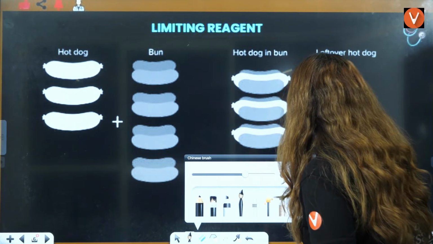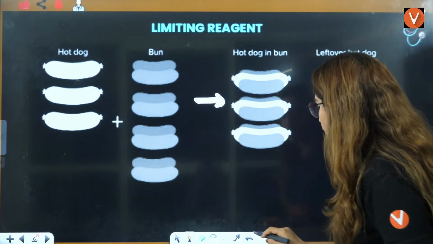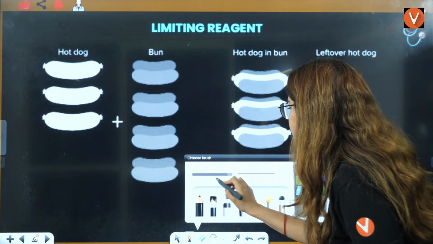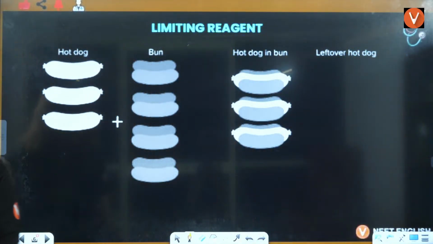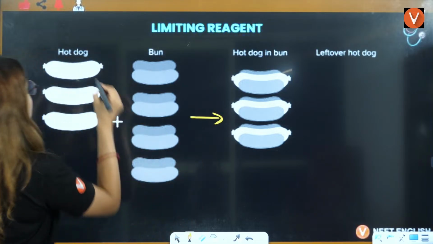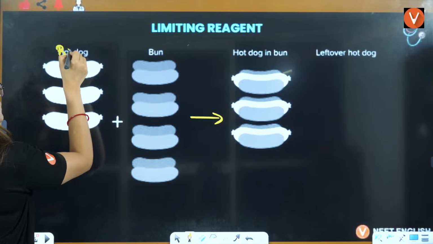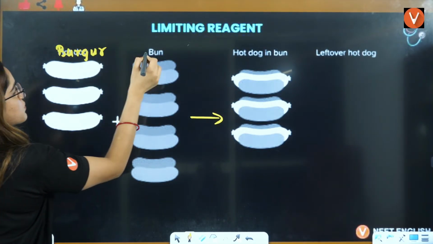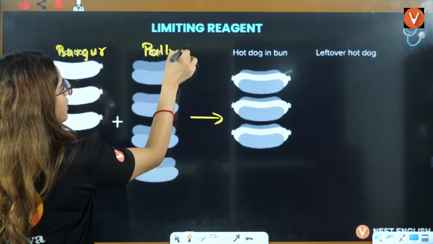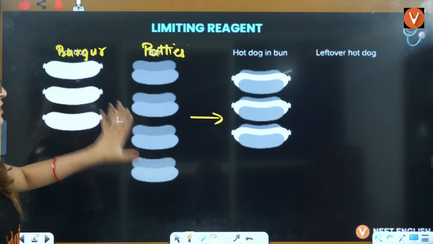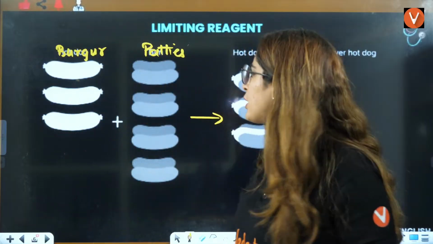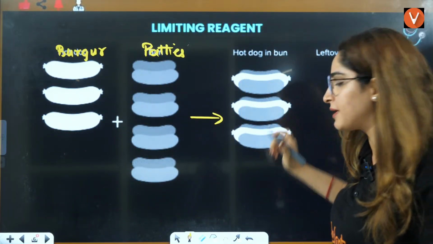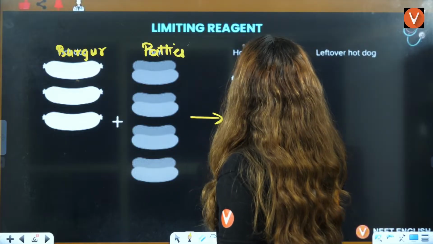Now, in this case, which is going to be my limiting reagent, students? Is this your limiting reagent or is this your limiting reagent? Let's say this is your burger, and this is the patty. Now, I am saying that you have 3 burgers, you have 5 patties. Combining these two, we are only going to form 3 burger patties, right?